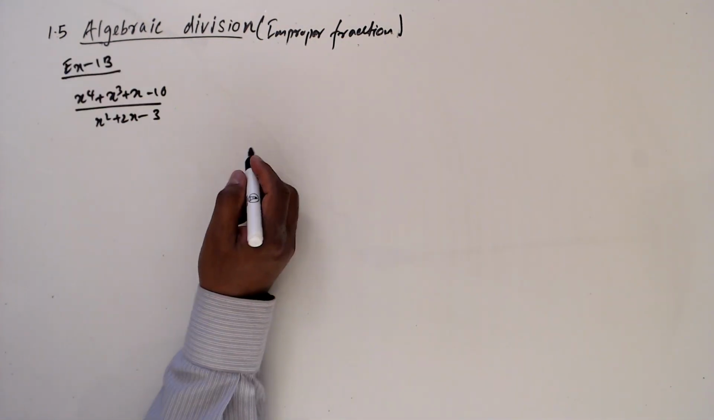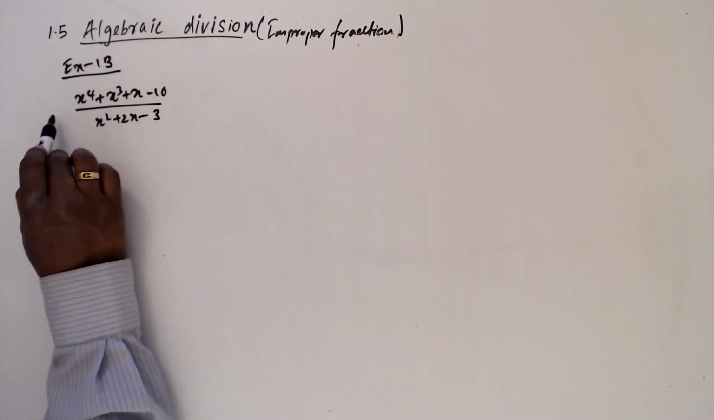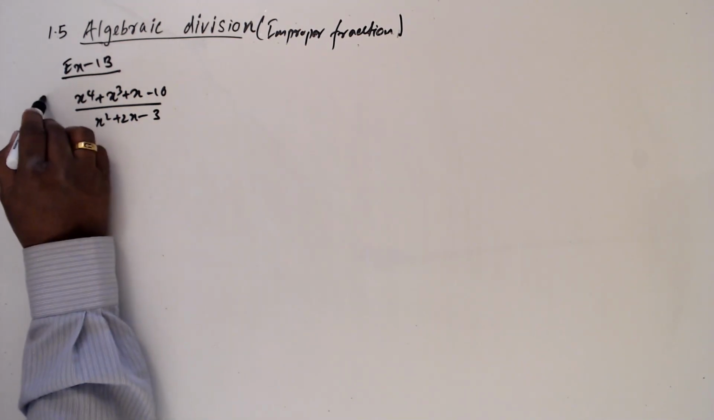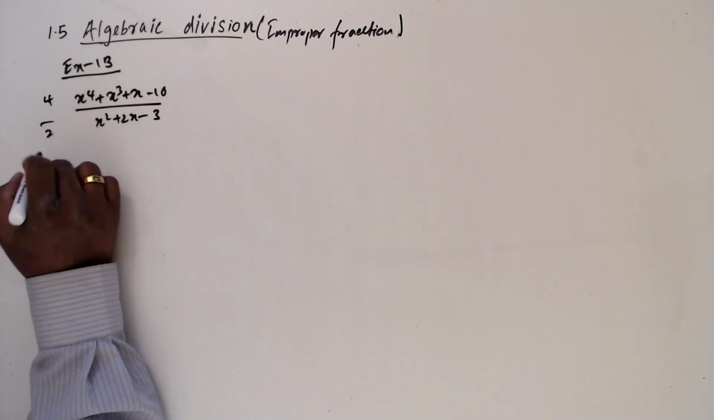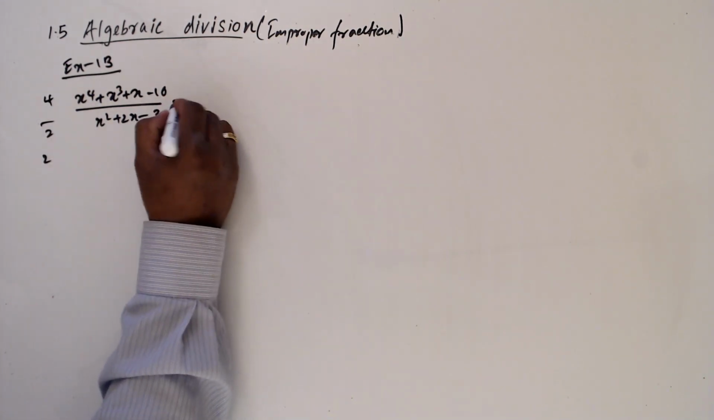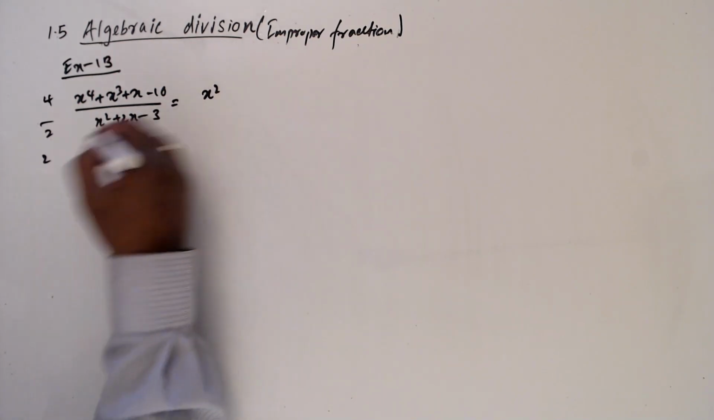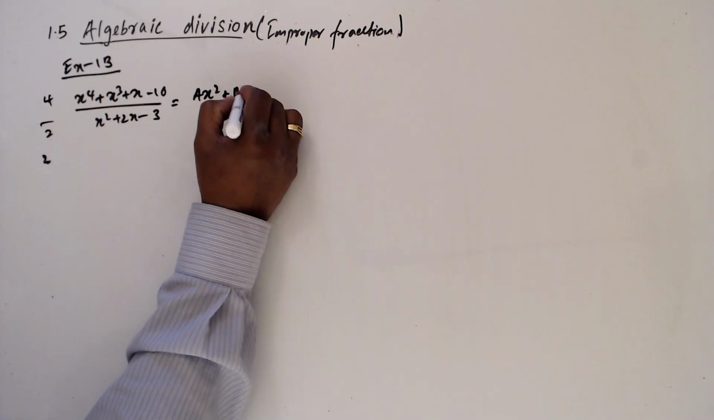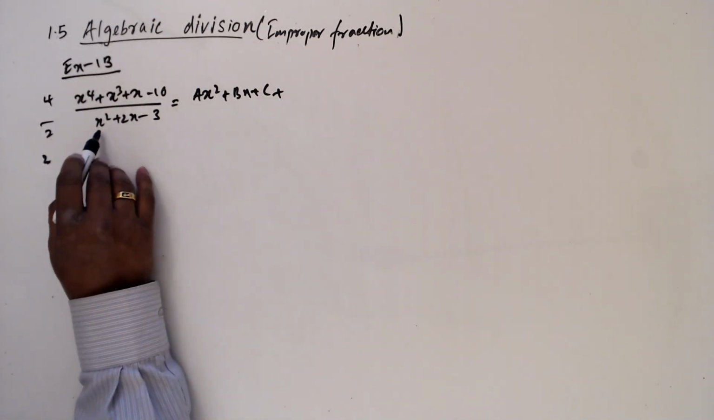Let's discuss example 13. Now when you look at this, you can see that this is definitely an improper fraction. The degree is 4, here the degree is 2. So 4 minus 2 is 2. Then you have to start with x square, because of the 2. Then ax square plus bx plus c plus, then what is this one?